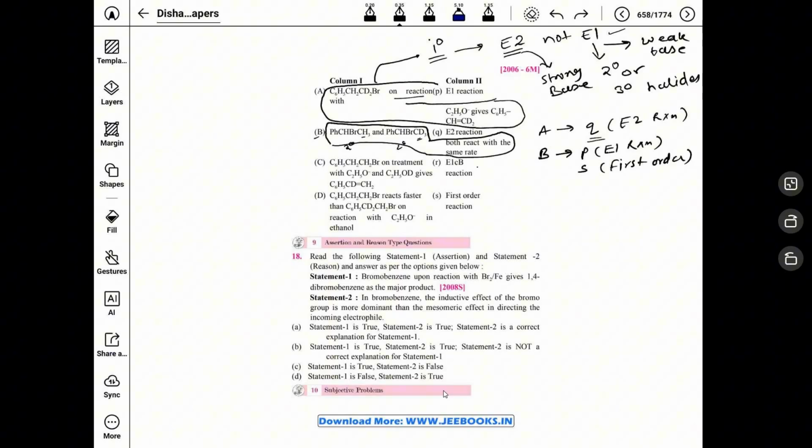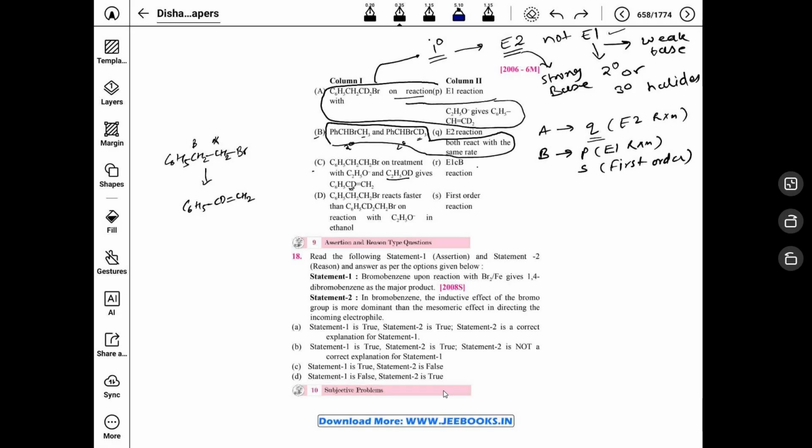Now look at the C. So this is a primary halide which on treatment with ethoxide and this deuterium labeled ethanol gives alkene, and in this alkene you can see that deuterium is coming on this carbon. What does it mean? How is it possible? So let's look at this. You have CH2Br, and after this you are getting alkene, and in this alkene the deuterium is coming at the beta position, alpha position, beta position with the double bond.